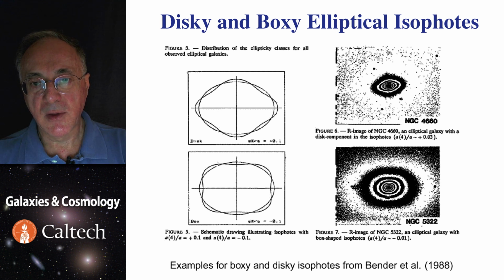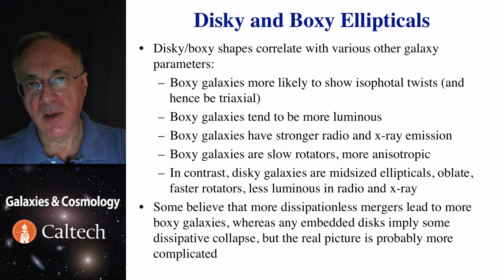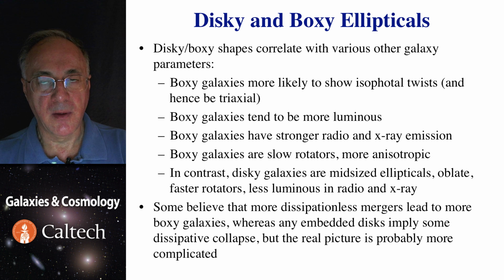As you go out in radius, what looks in the inner part like a boxy elliptical may start looking like a disky one because there is a disk you see at large radius, or the other way around. And so this is not a fundamental distinction like pure spirals versus pure ellipticals. It's more in the nature of a gradual change of the mix. There are some trends that support that there is a physically meaningful thing going on, which has to do with velocity anisotropy. The boxy galaxies are more anisotropic. They also tend to be more luminous ones and also have higher X-ray luminosities.